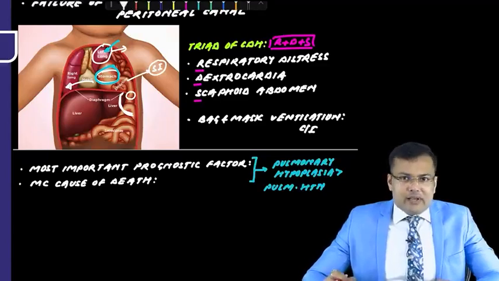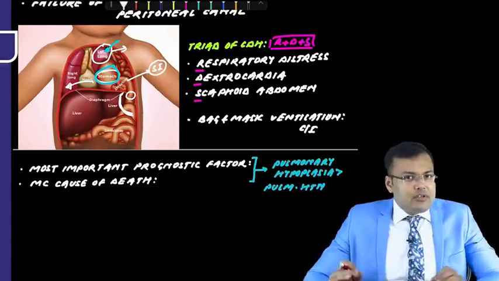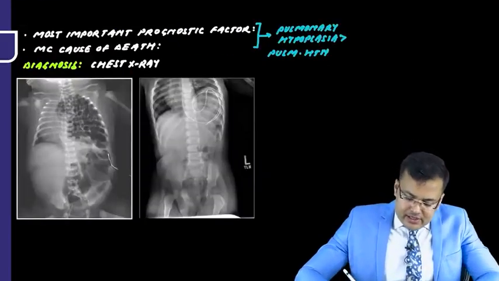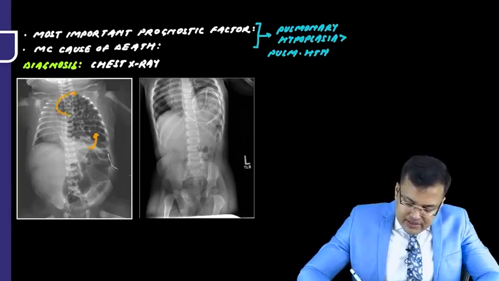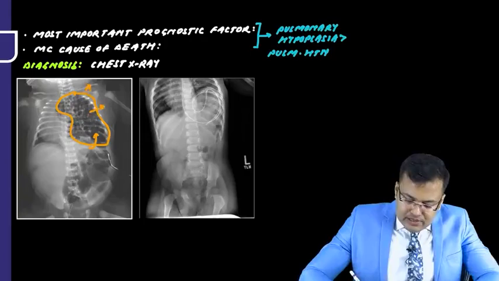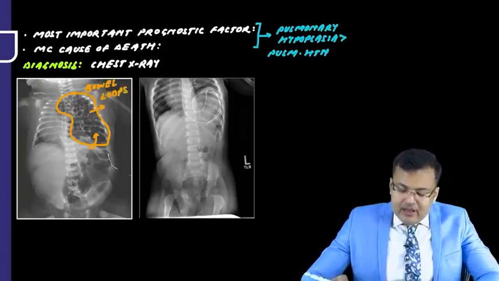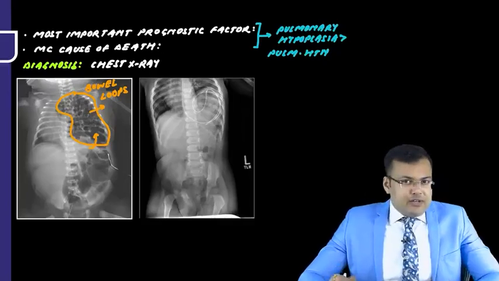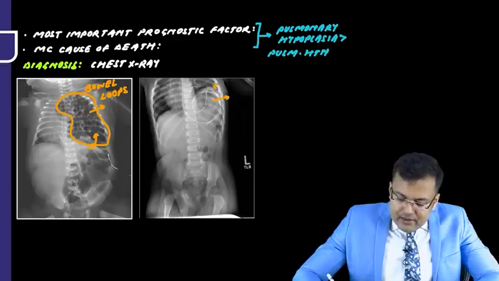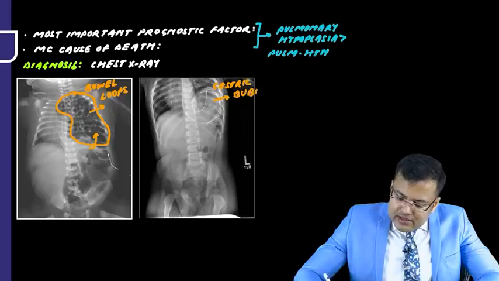How are we going to make the diagnosis? We can easily make the diagnosis on the basis of chest x-ray. What is the finding on chest x-ray? Here you can see that there is presence of bowel loops in the left hemithorax. And whenever there is herniation of the stomach, you will notice that there is presence of a gastric bubble.